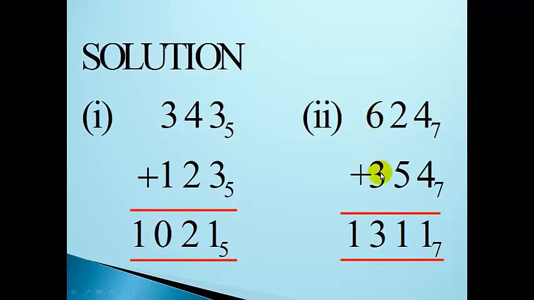Now 6 plus 3 is equal to 9. 9 plus the 1 group left will give us 10. And 10 in base 7, the remainder is 3 and the number of group is 1. So we have 1, 3, 3, 1, 1 base 7. That is 1311 base 7.